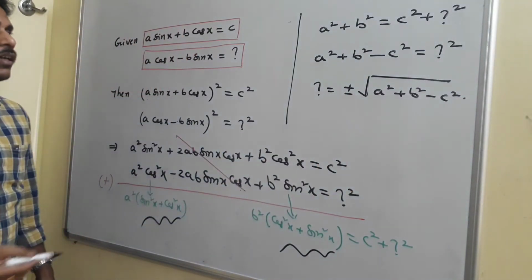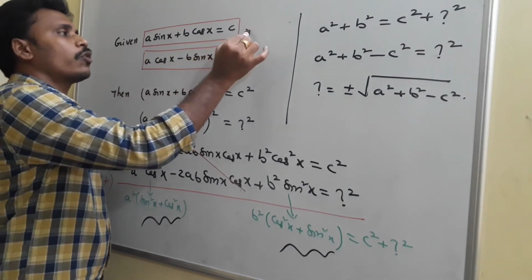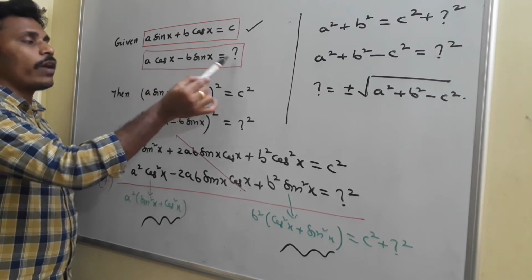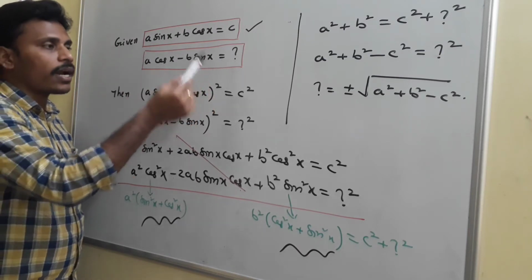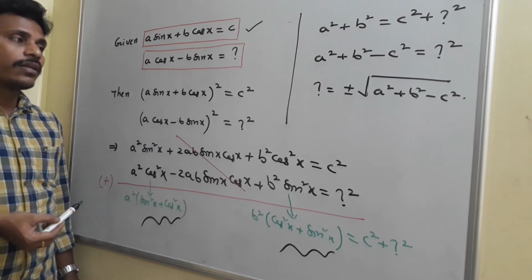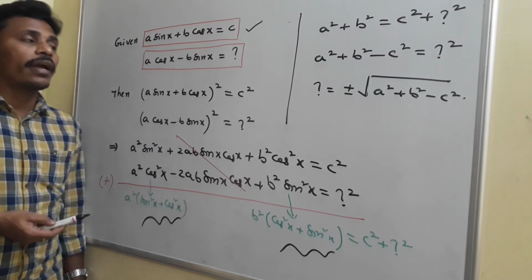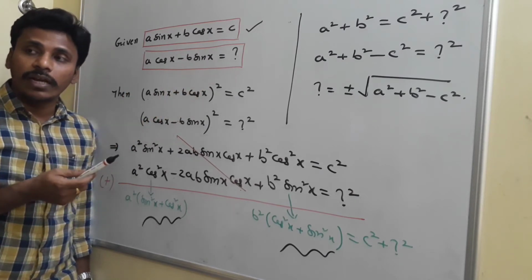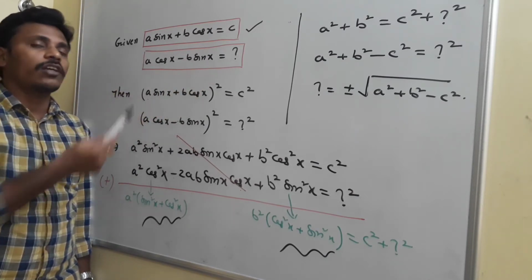At the end, if a sin x plus b cos x is equal to c is given, then a cos x minus b sin x value is nothing but the question mark, and that is actually the root of a square plus b square minus c square. Just have a look at this. The idea behind it is we need to find the value of the question mark in terms of a, b and c by eliminating sin x and cos x.